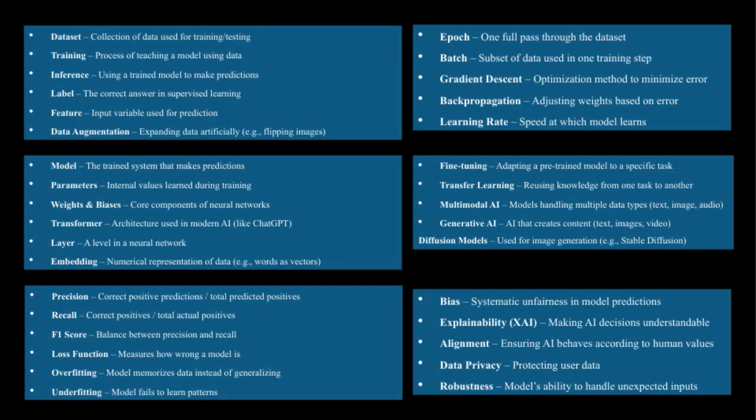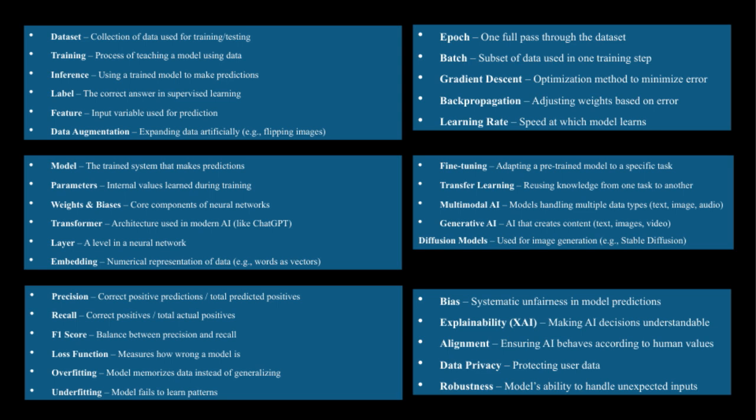Now, let's look at some key evaluation metrics and concepts that help us understand and improve AI models. First, we have precision, which tells us, out of all the positive predictions our model makes, how many are actually correct. It's about accuracy in positive predictions. Then, recall measures how many of the actual positives our model successfully identifies, so it reflects the model's ability to find all relevant cases. The F1 score combines these two, providing a balanced measure that accounts for both precision and recall, especially useful when we need to balance false positives and false negatives.